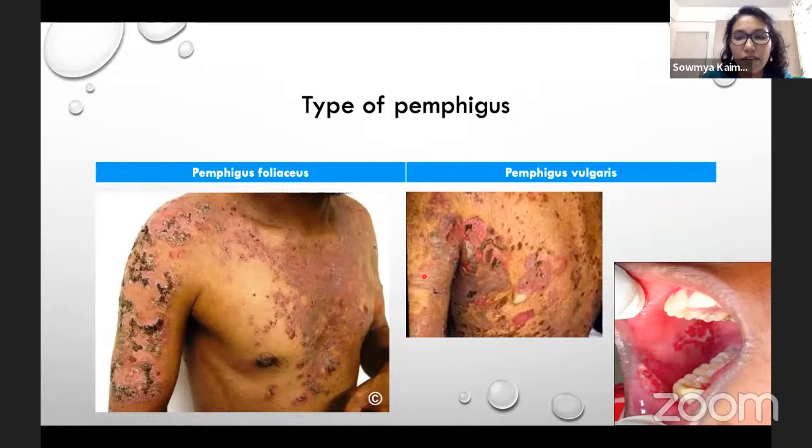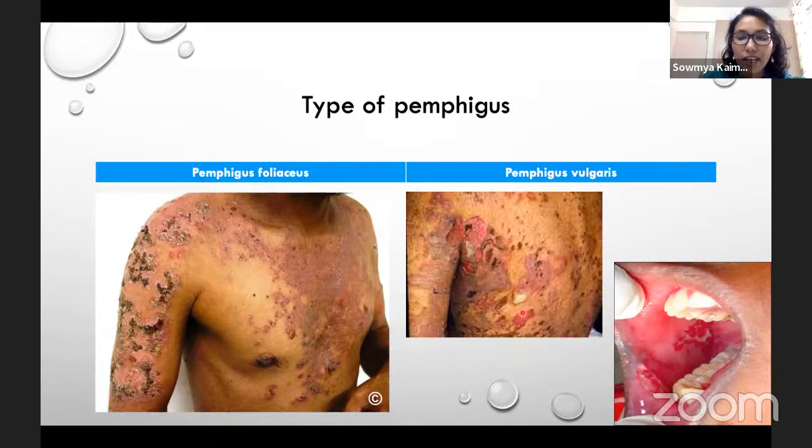Now, foliaceous versus vulgaris. So foliaceous, as you can see from the picture, the blisters are not really visible because these are very superficial subcorneal blisters. So you don't usually get to see the blisters in clinical practice. They're so fragile that they will break down almost immediately. You usually do not see the intact vesicle or bulla. But what you will see are multiple areas of crusted scaly erosions.